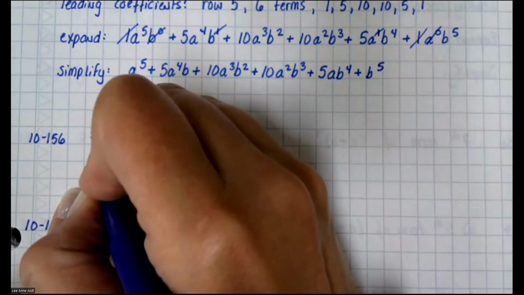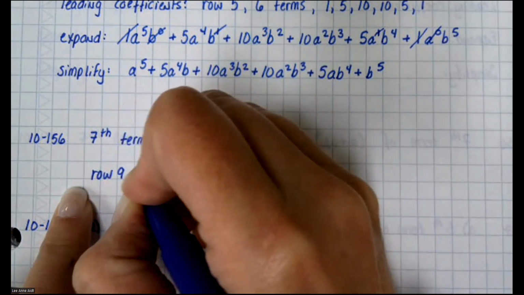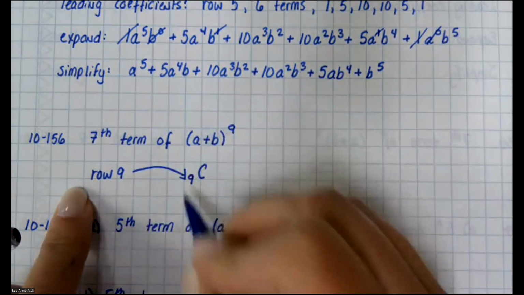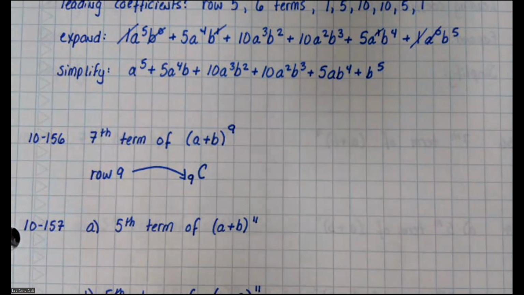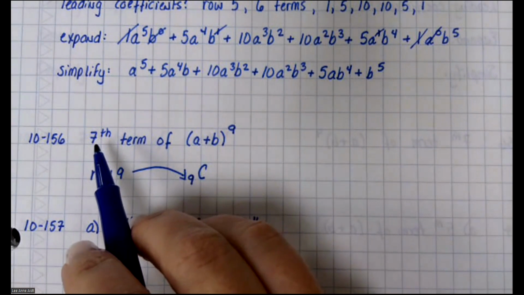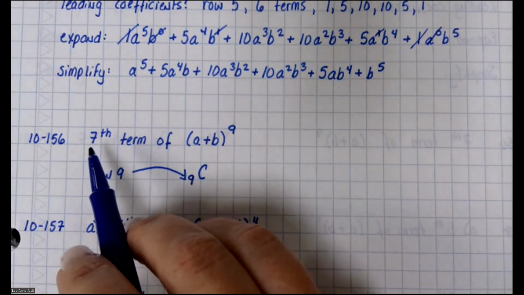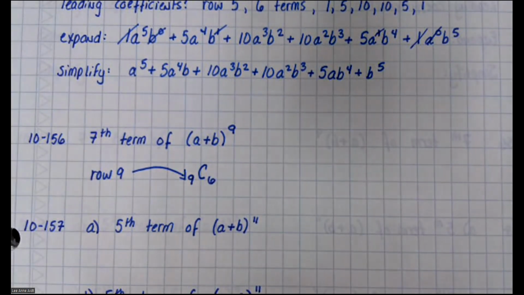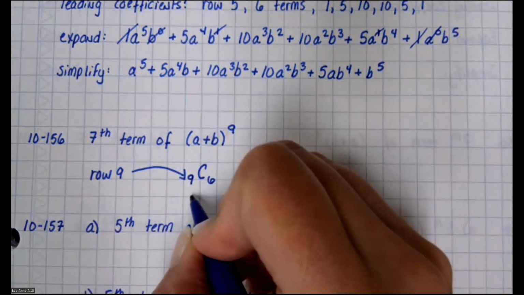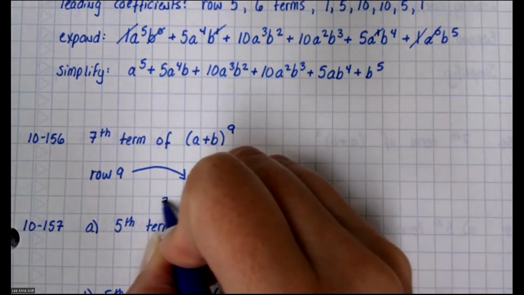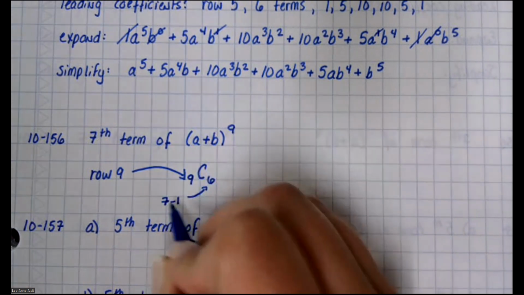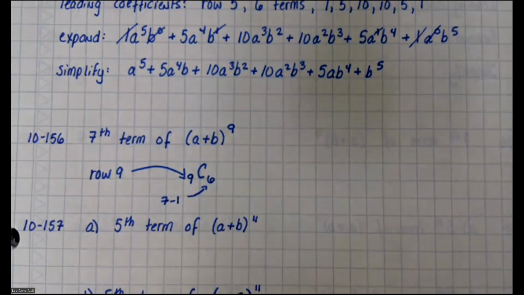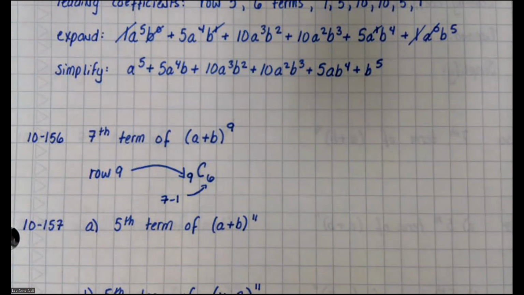Okay, so let's write this. Row 9 means that I'm going to put a 9 here for 9 combination something. We want the 7th one. The 7th one isn't going to be 7. It's going to be 6. Okay. What I like to do is go something like 7 minus 1. It's just a little note there. 9 combination 6.